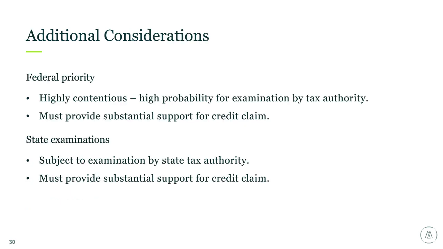Now, a federal priority, it says highly contentious. I like using the word scrutinized better, just meaning you want to make sure that if you're going to claim the credit, you've got the support and documentation you need to justify the amounts being claimed. Not every study gets audited, but the ones that do, you really want to make sure that you've dotted your I's and crossed your T's and are prepared to answer any questions that a state or IRS examiner may ask.